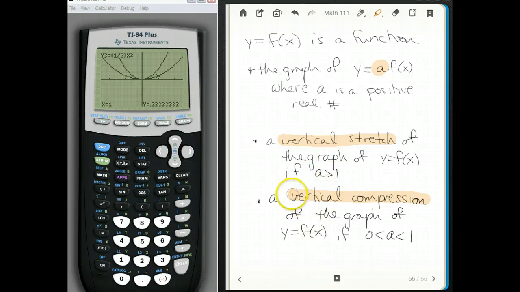Alternatively, we will see what's called a vertical compression of the graph of f of x if a is some fractional number between 0 and 1. If a is 1/3, like in our previous example, and you say 1/3 times the function, 1/3 x squared, then that means we are compressing the graph. All of the y values get smaller, so the graph gets pushed down like that. So that's this second kind of transformation for section 2.5. In our next video, we're going to talk about one last kind, and then we will summarize by doing lots of them all together.